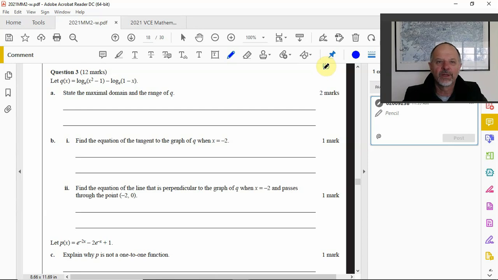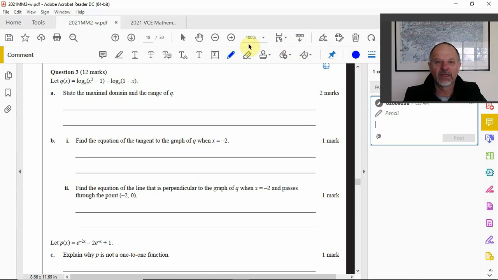Okay, so here we are at VCAA's 2021 Maths Methods, Exam 2, Section B, question 3 for this particular video. We've got a function, Q, which is log to the base e of x squared minus 1, minus log to the base e of 1 minus x. And we need to state the maximal domain and range.